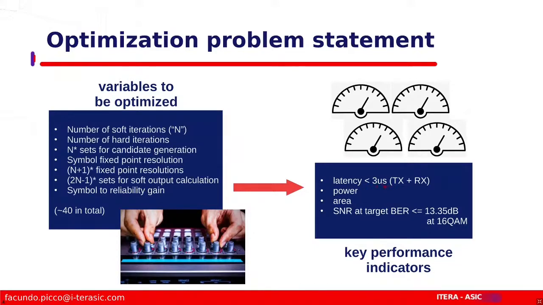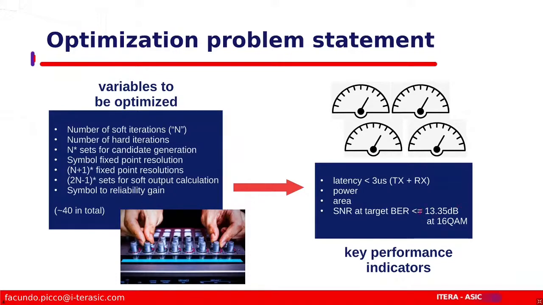We do not accept anything above that, and we are not really interested in anything below that. So that's kind of a yes, no. So below 3, everything is okay. And above 3 is a no-go. The same for signal to noise ratio at the target BER. So we want that to be below 13.35 dB, which means an 11.6 dB net coding gain.